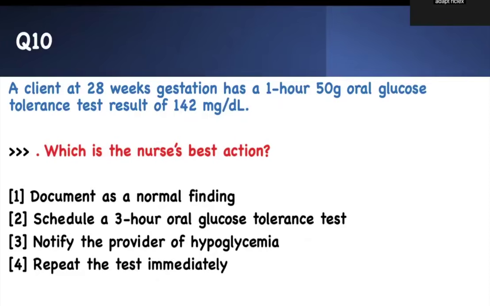What kind of tests do we have to do? Mommy has to fast. So we've got to do a 3-hour fasting test. And that is the right answer. Documenting this as normal is the wrong answer. Notify the provider of hypoglycemia? No, we've got to make sure we test again. Repeat the test immediately? No, because we've got to fast. Therefore, number 2 is your right answer.